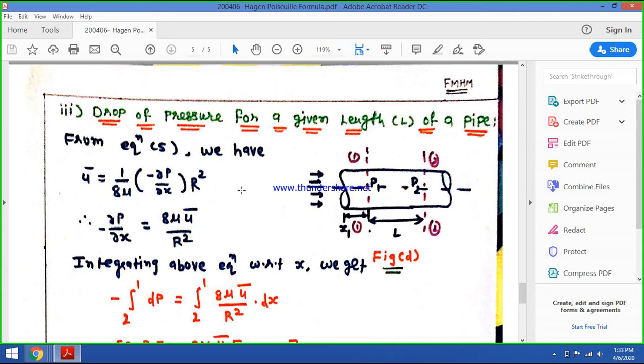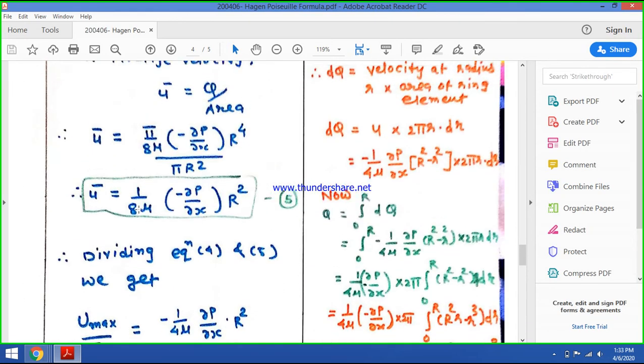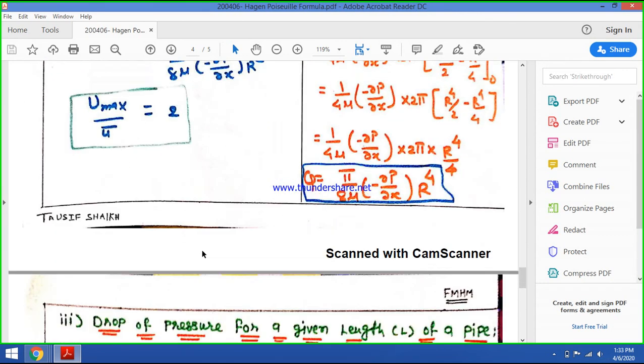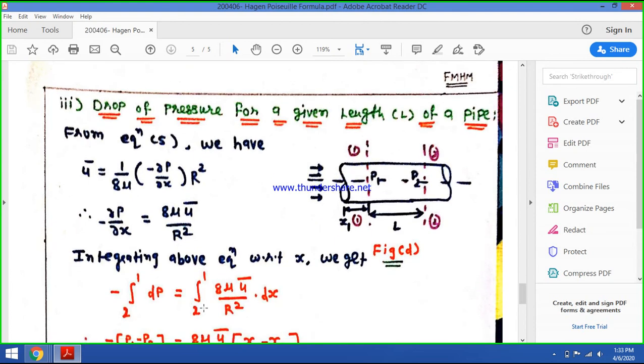Okay, so from equation number 5, which equation number 5? Okay, this is equation number 5. Average velocity u bar is equal to 1 upon 8 mu minus del p by del x into capital R square. Okay, so what will you get? By simplification, this relation you will get: minus del p by del x is nothing but 8 mu u bar upon R square. Okay, by integrating this relation you will get the pressure distribution along P1 and P2.